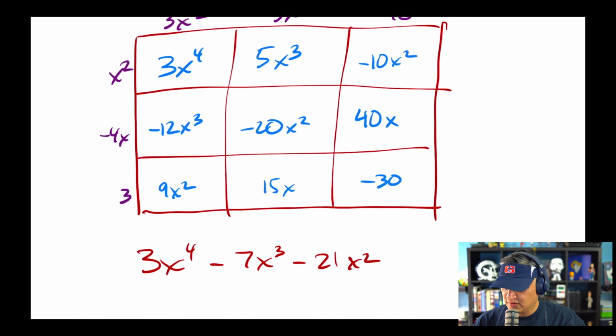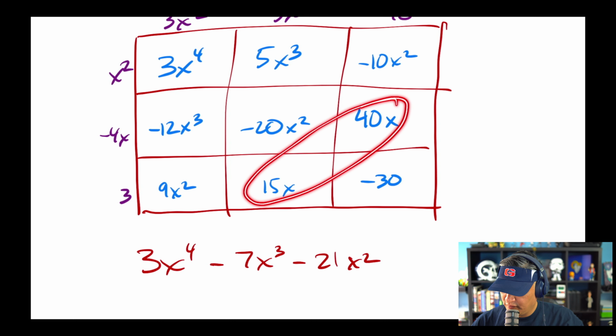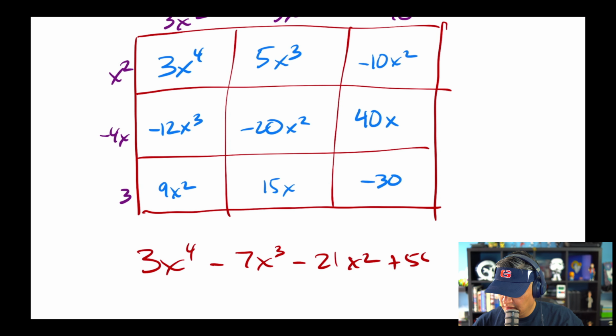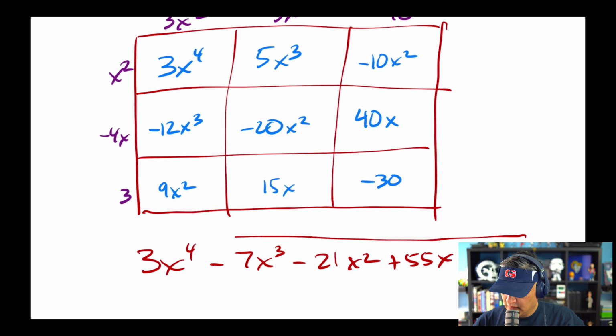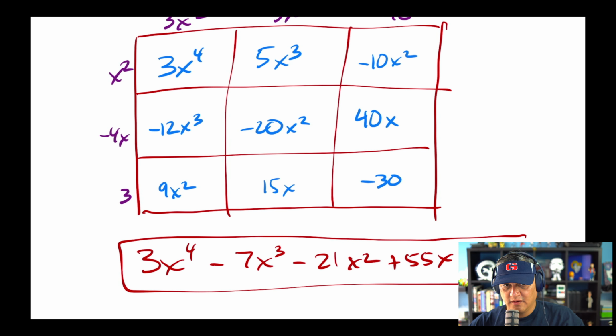Now let's go to x to the first powers. Oh, they're all right here. 40x and 15x, put those together. They're both positive, so it's plus 55x. And then at the end, I only have one constant, minus 30. It is that simple. Yep. Okay, there you go.